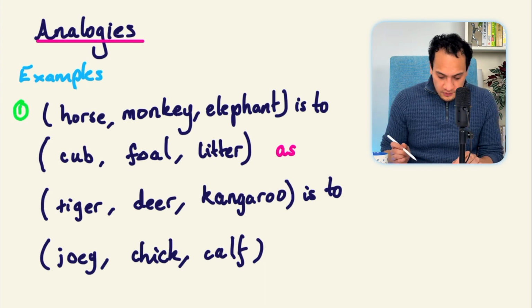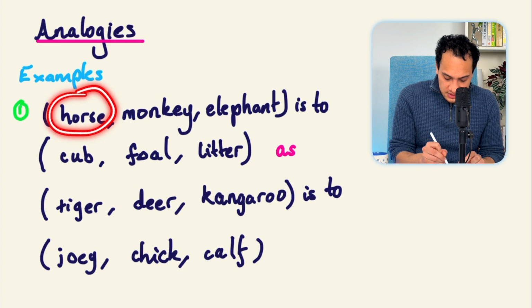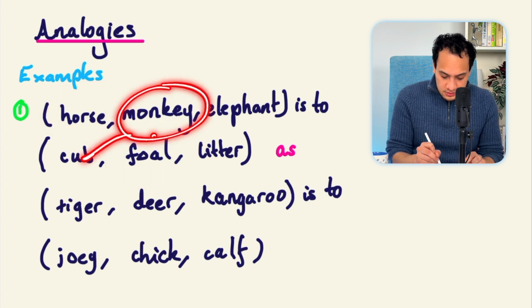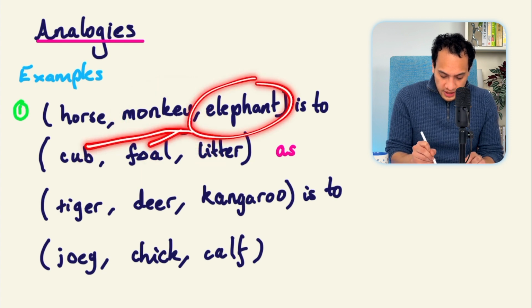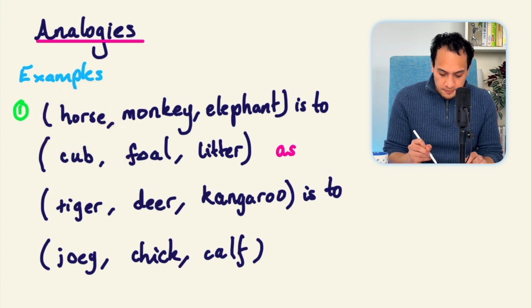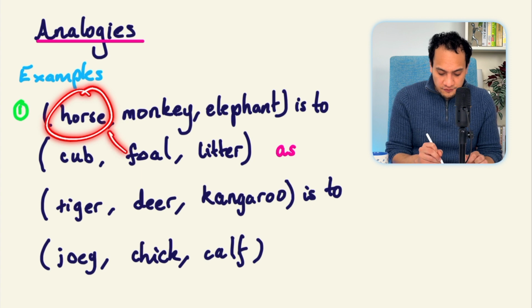Bearing that in mind, the only one that is possible to form a relationship is horse and foal. Monkeys don't relate to any of these. Elephants don't relate to any of these. A horse relates to a foal. So the only possible relationship there is the horse and the foal.